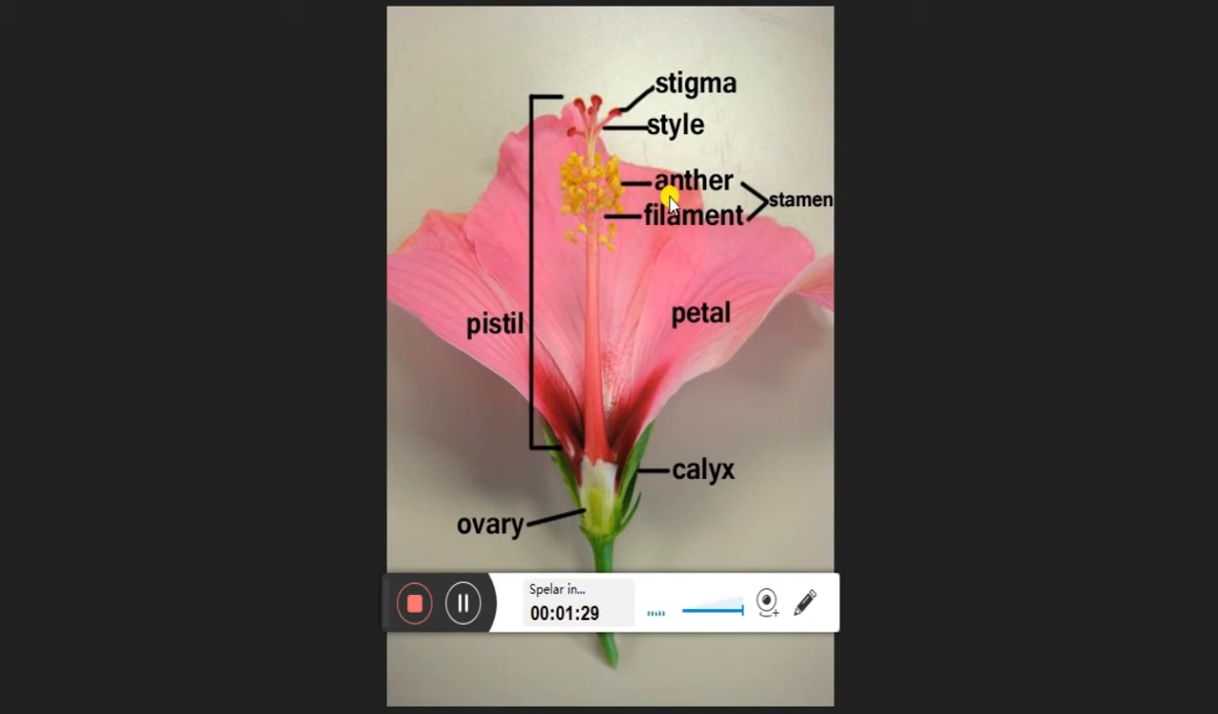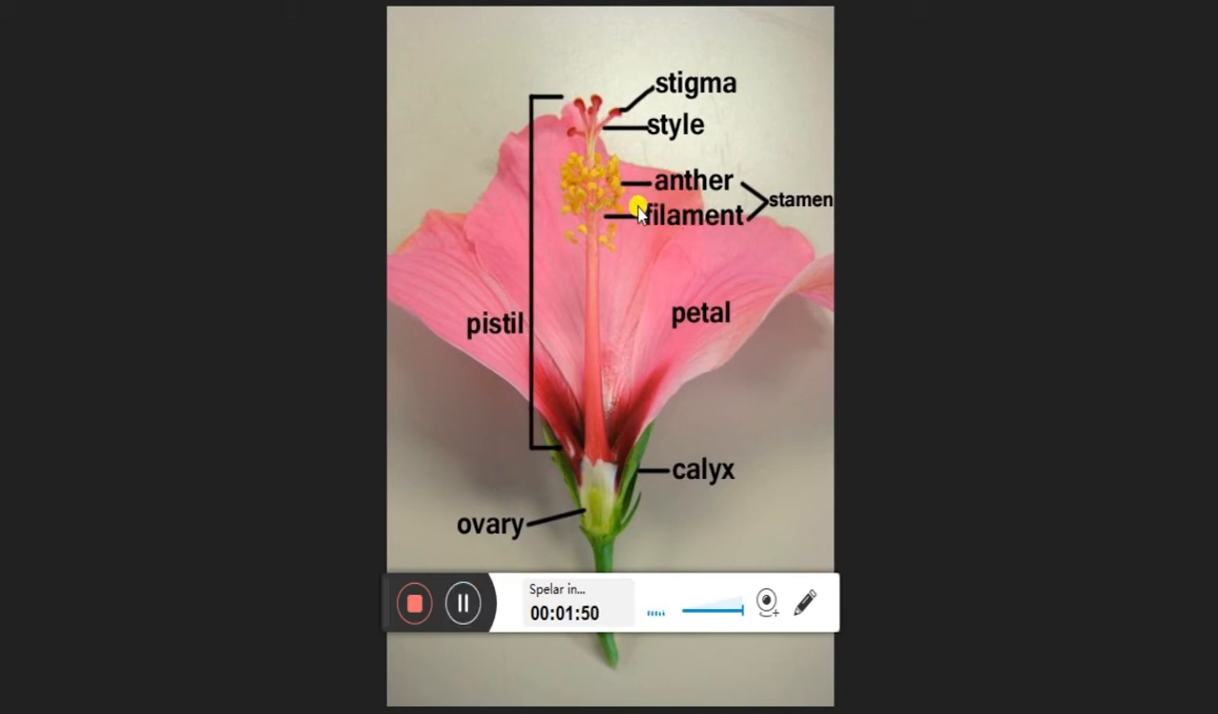That's it. And this is the first step for the formation of the seed. Okay, first step of the formation of the seed, and after that there will be fertilization. First will be pollination, then fertilization, and then the formation of fruits and the seed will take place.